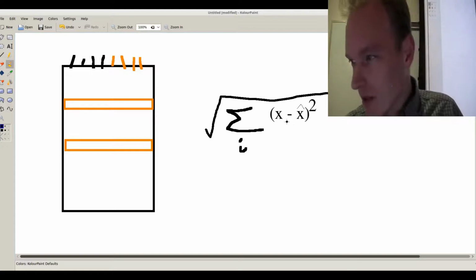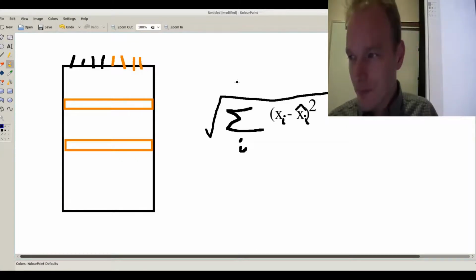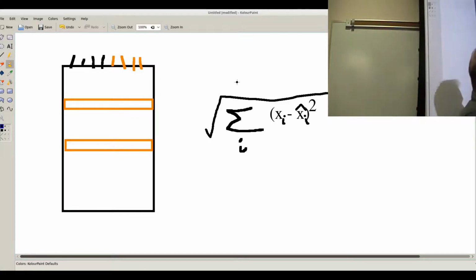That didn't quite come out right. And I should put an i there and an i there, and I'll boldify that hat a little bit more. Okay. Do you agree with me? This is the equation for Euclidean distance that you all know and love.